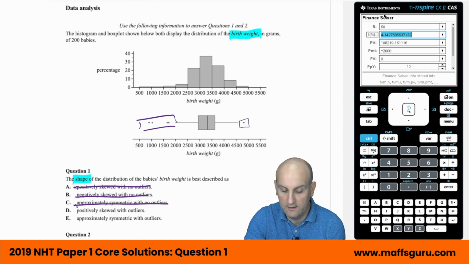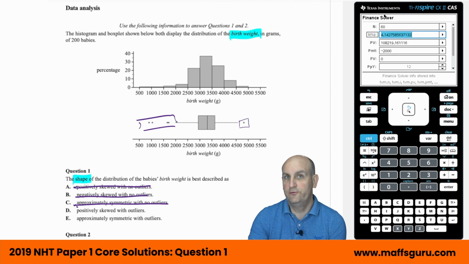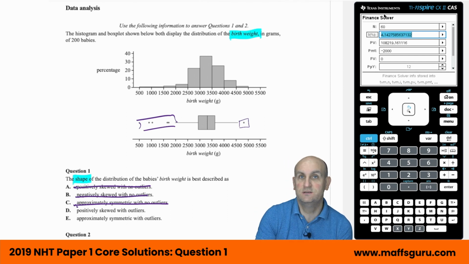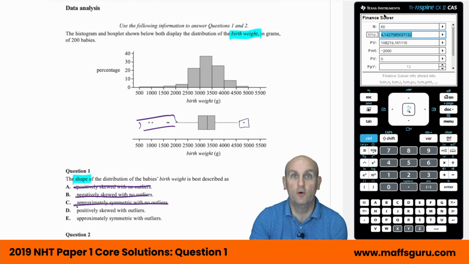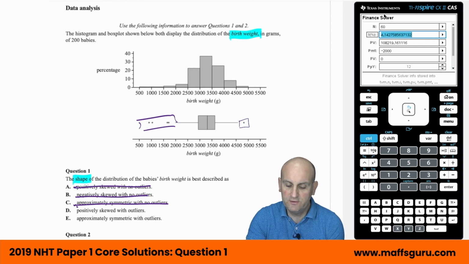There's also one here. So that gives an answer between 2. Now, generally with multiple choice questions, you can discount 3 straight away, all right? Or should be able to, with your knowledge, discount 3. Then it comes down to the 2: positively skewed with outliers or approximately symmetrical.